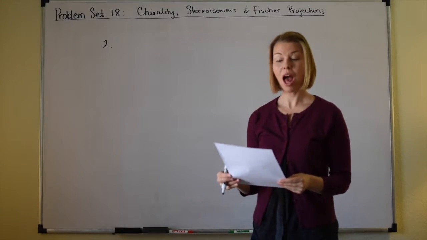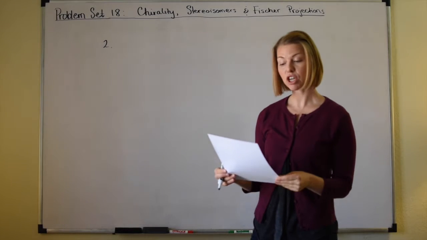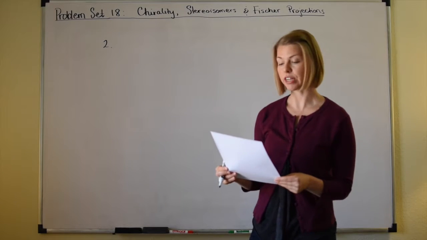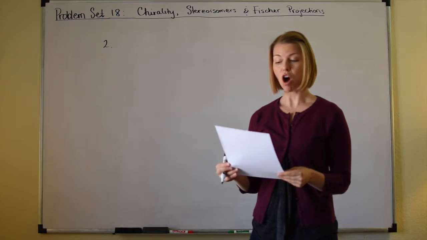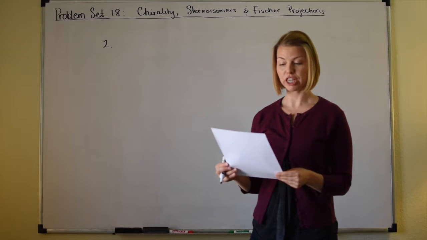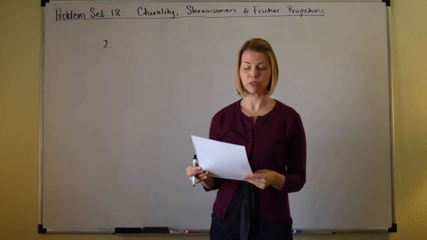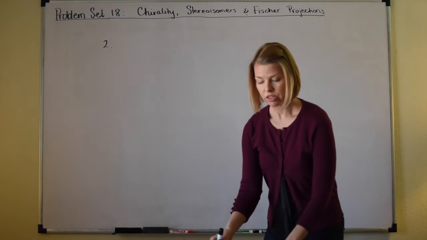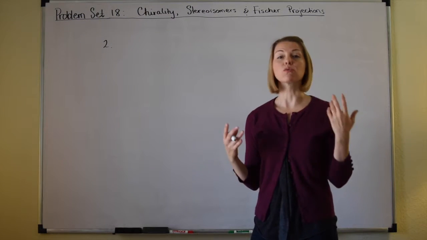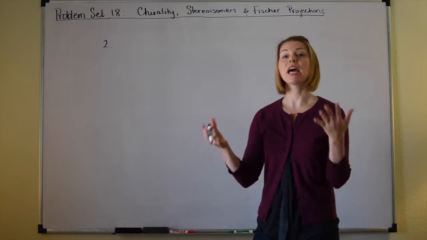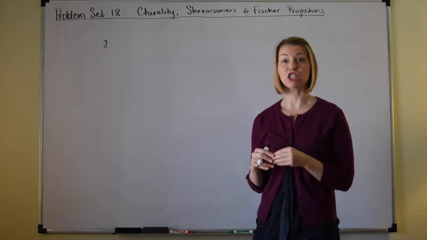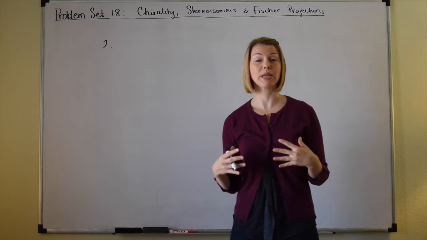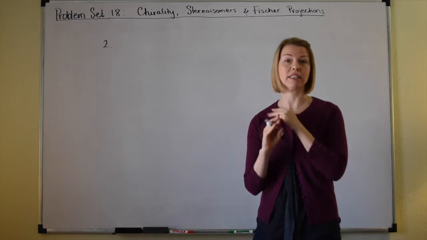Okay, number 2. There are 3 stereoisomers of 2,3-dibromobutane. Draw all 3 below in proper Fischer projection and complete A through D. All right, so again, let's start out by just drawing it, not in a Fischer projection, and then we'll convert that into a Fischer projection once we know how many chiral carbons we have and how many crosses to make.